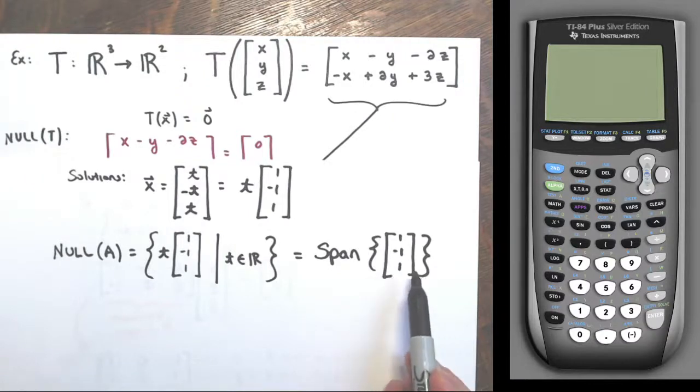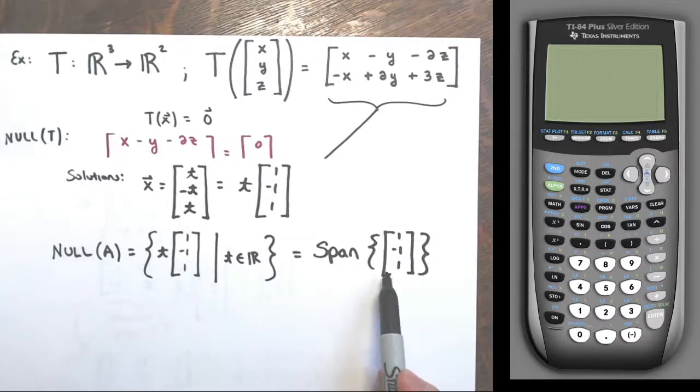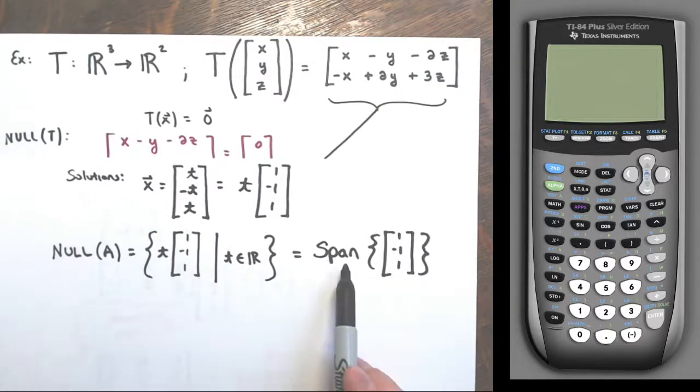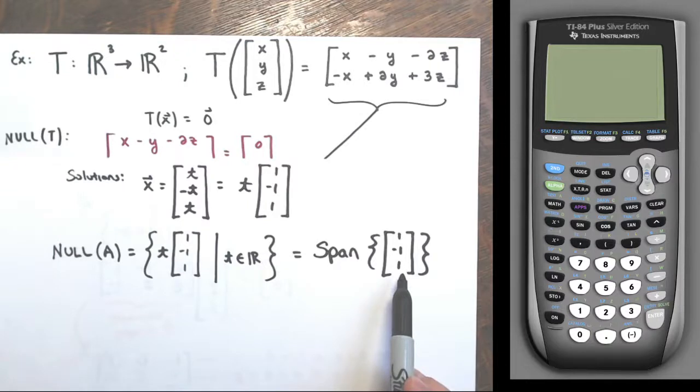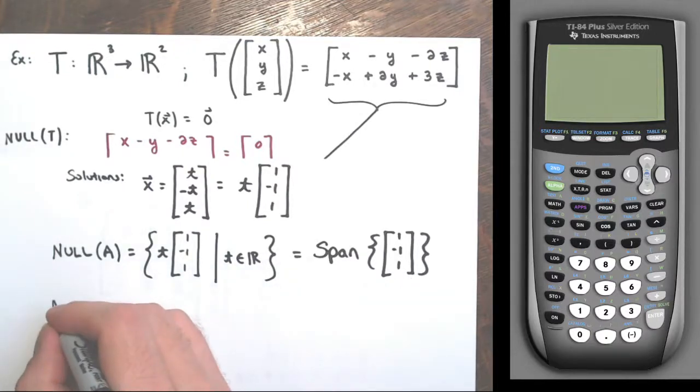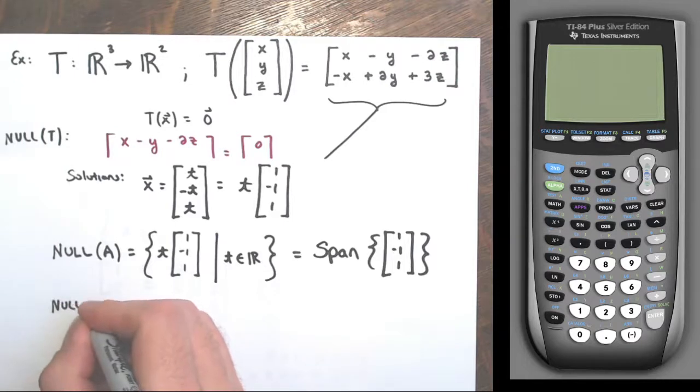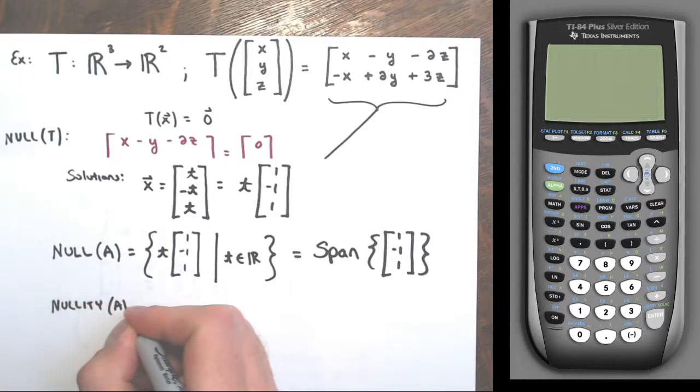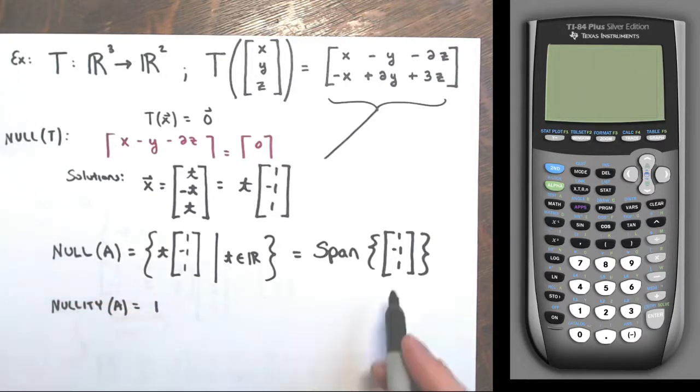And you see that this set with one vector would be a basis for this. This set with the vector 1, -1, 1 spans the space, obviously, because this space is the span of it. And it's a single non-zero vector, so it's linearly independent, of course. So the nullity of the matrix is 1, the dimension of the null space.